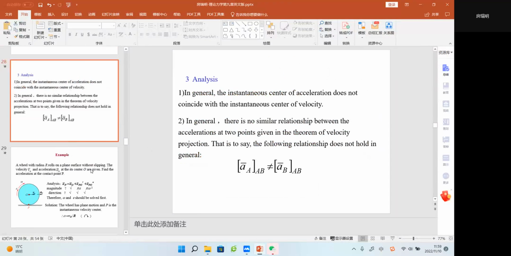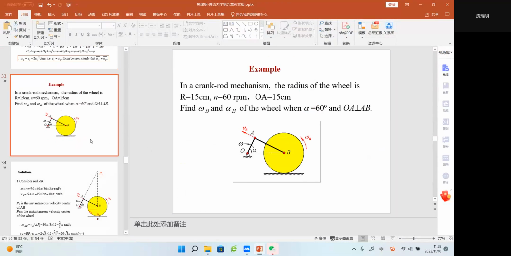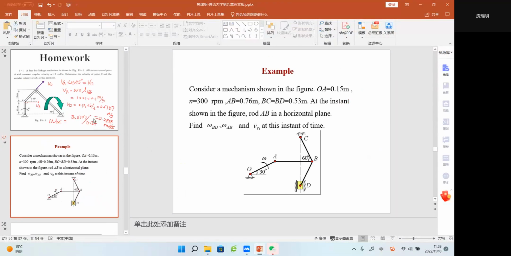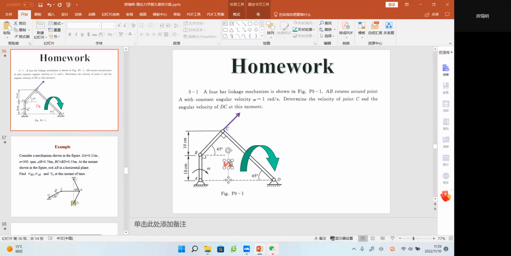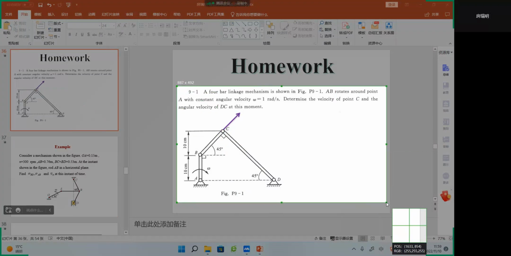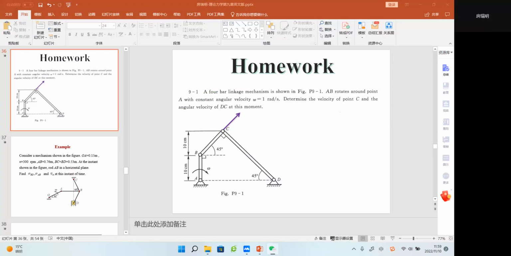Let me find the homework for you to do. So this is our today's homework. I hope you can finish this, and if you have some questions, you can talk to me. We will do this together next time, right? Let me read it. A 4-bar linkage. Here AB rotates. Determine the velocity of point C and the angular velocity of DC, right? If you try, you can find the answer by yourself. Next time we will do this together.